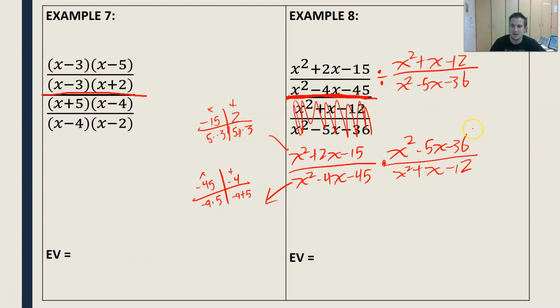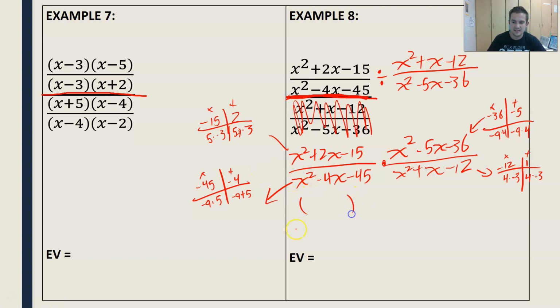Okay. Here I need two numbers that multiply to make negative 36 and add up to negative 5. Well, that's going to be negative 9 and 4. And lastly, I need two numbers that multiply to make negative 12 and add up to 1, which is going to be 4 and negative 3. I kind of whizzed through those factors. If you need some review as to how we factor those expressions, please come and find me.